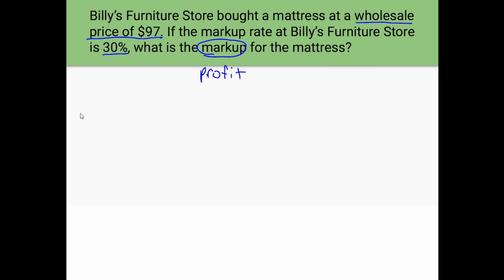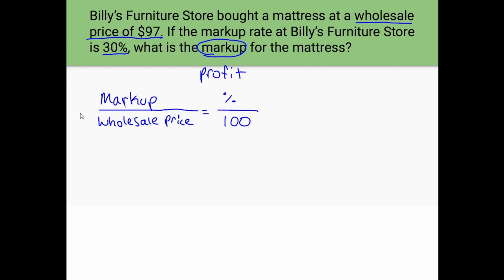So we're going to have a markup over the wholesale price equals, this time instead of doing 100 plus the percent, that would make the wholesale price more expensive. Now we're just looking for 30%. So we're just going to put the percentage over 100. The markup here, that's what we're looking for, that's going to be X. The wholesale price, they tell us, is $97. The percentage is 30%. So I got X over 97 equals 30 over 100.